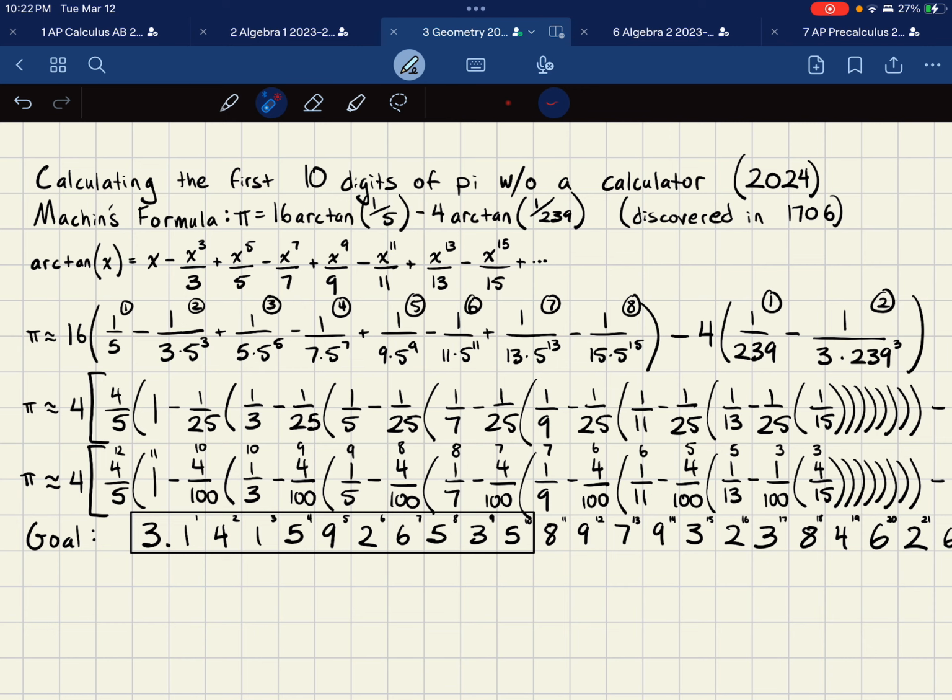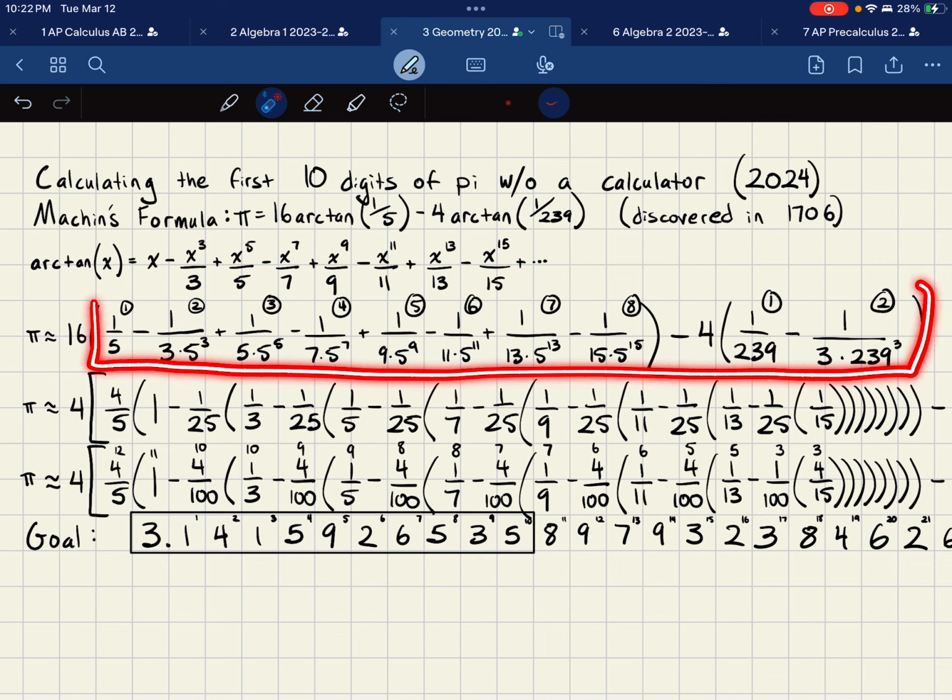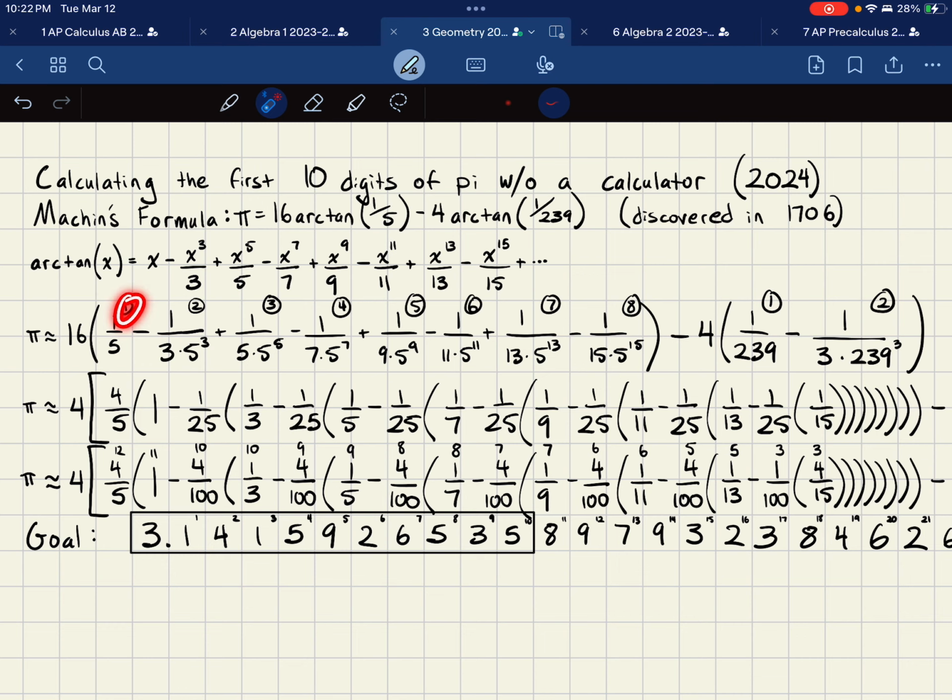So I write out the Machin's formula right here, and the number up here represents the term number. I've done 1, 2, 3, 4, 5, 6, 7, 8 terms of accuracy for our arctan of 1/5 approximation, and we've done 2 terms of accuracy on the arctan of 1/239.